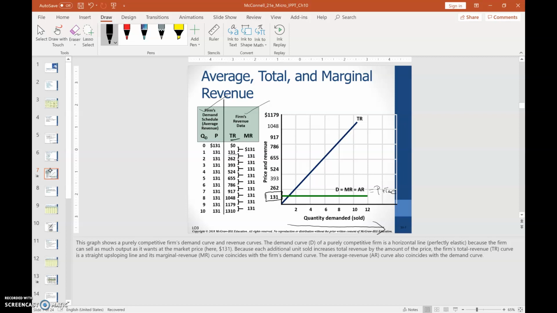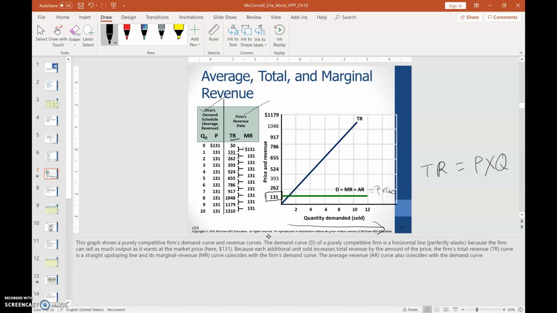I can calculate the total revenue using the formula as price times quantity. That's what we have done here. Total revenue keeps increasing as we increase quantity, and total revenue increases by the price. That means if I calculate marginal revenue, it's always going to be the same number.